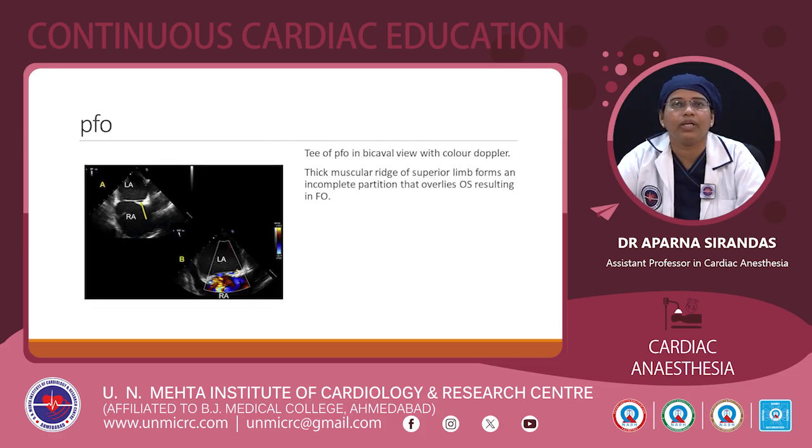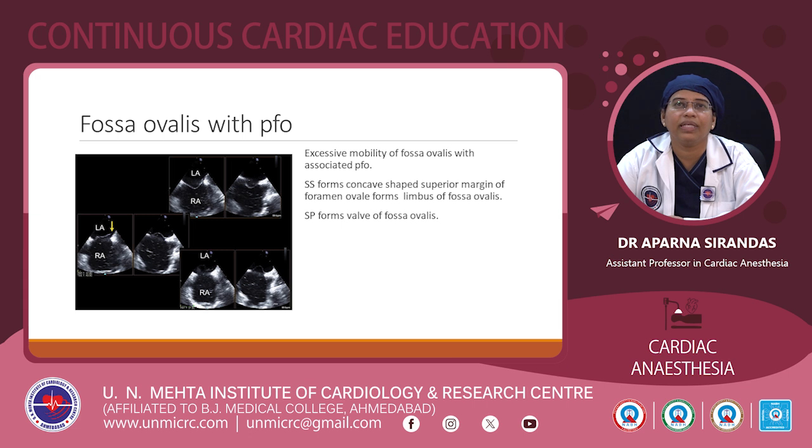And the patent foramen ovale, TE of patent foramen ovale in bicaval view with color Doppler. A thick muscular ridge of the superior limb forms an incomplete partition that overlies ostium secundum, resulting in the foramen ovale. In this you can see A and B figures, one without the color Doppler and one with the color Doppler.